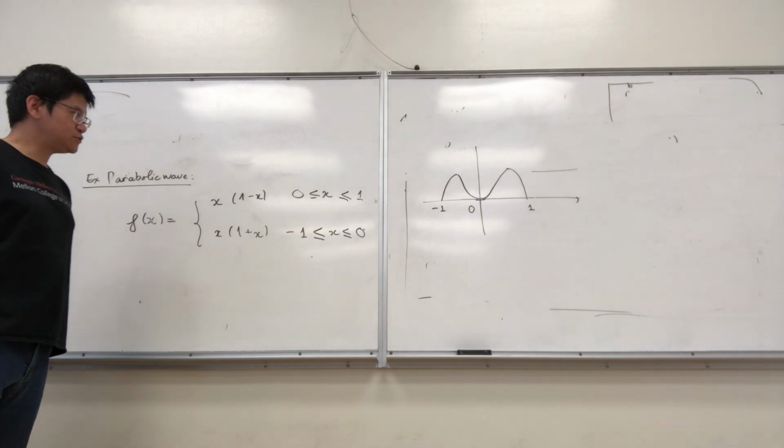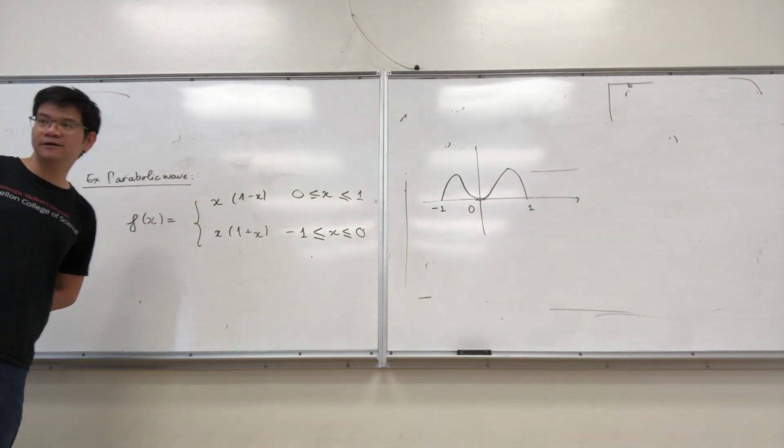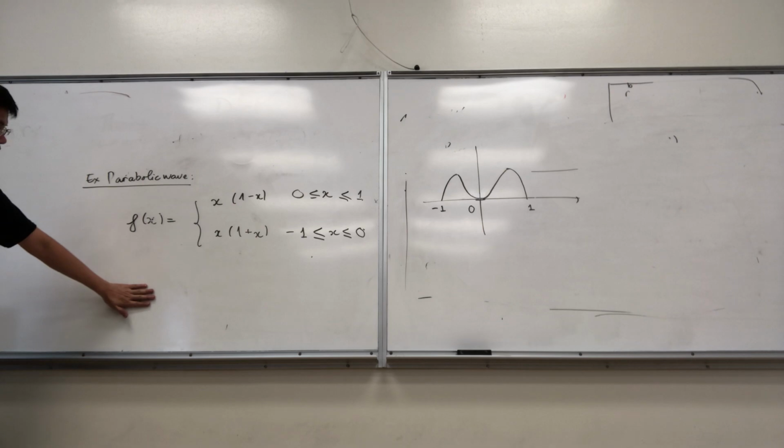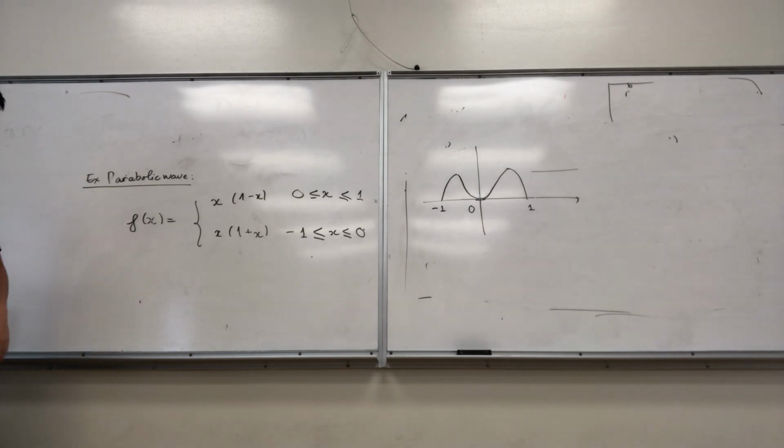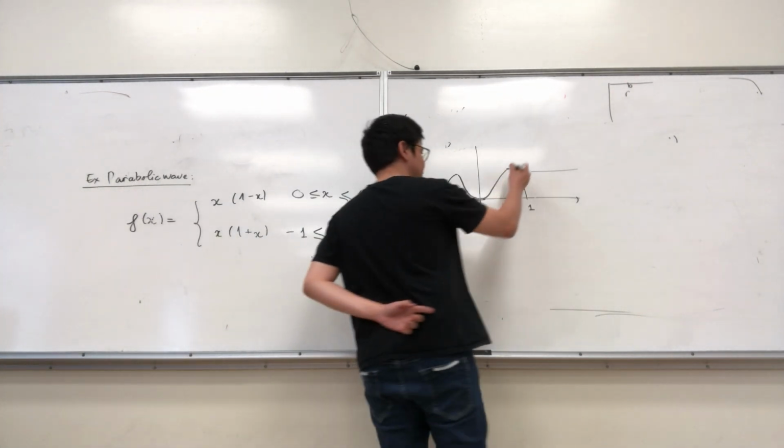And this is a 2-periodic function, which means that here you have repeating, and here you have repeating, right? Right, so let us try to compute the Fourier transform of this function. So this is the graph of f(x).